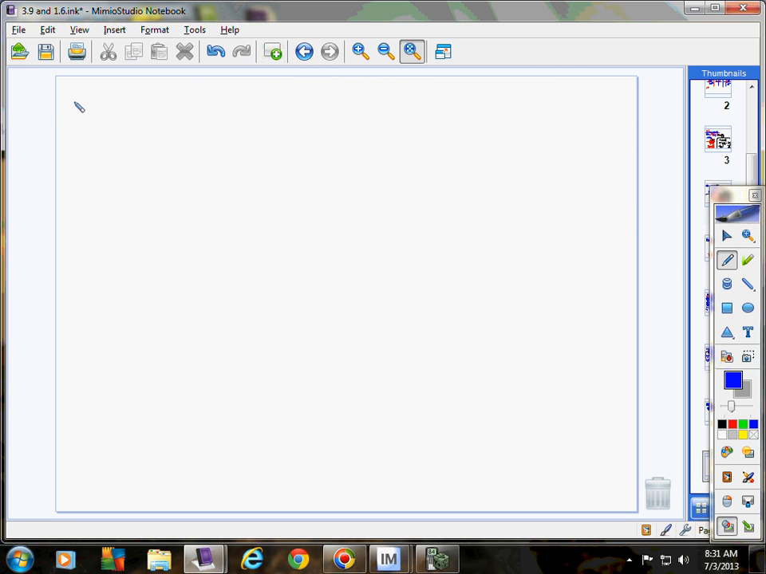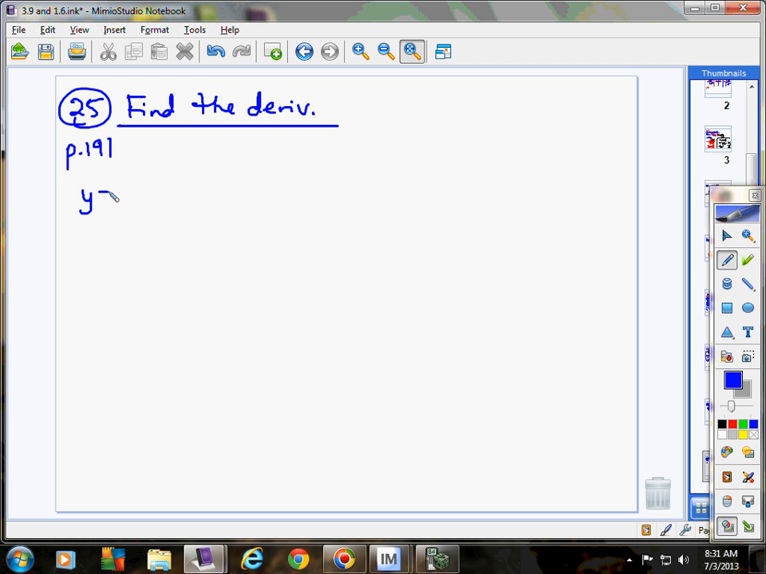That one looked like the meanest one, didn't it? The three formulas. Number 25, find the derivative. Y equals inverse secant of 2s plus 1. So be careful and don't make them look like 5s.